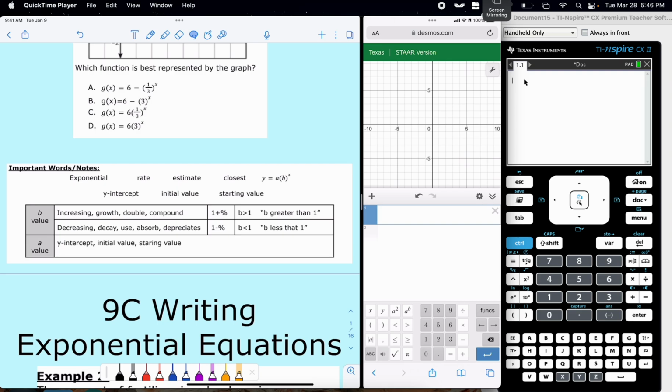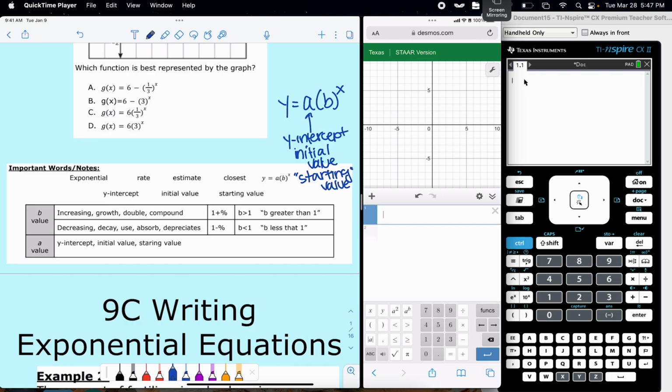Today we're going to be working on exponentials. Our important words are exponentials, rate, estimate, closest, y equals abx, y-intercept, initial value and starting value. The most important thing to know is y equals abx. Our a is our initial value, along with starting value. Really, it's our y-intercept, my bad. Our initial value and starting value.